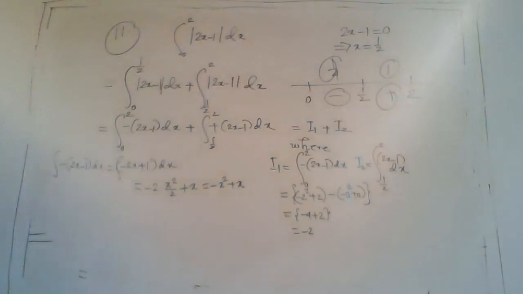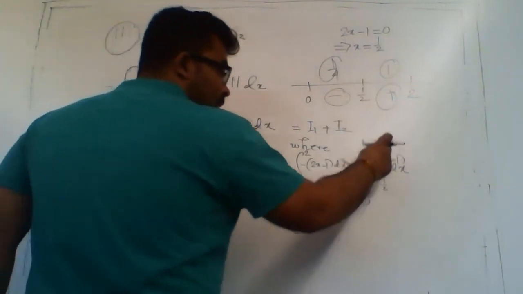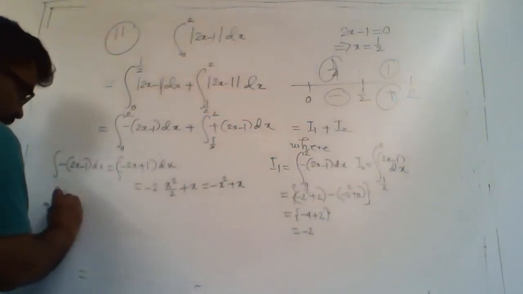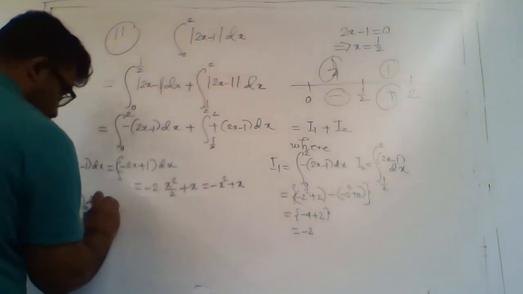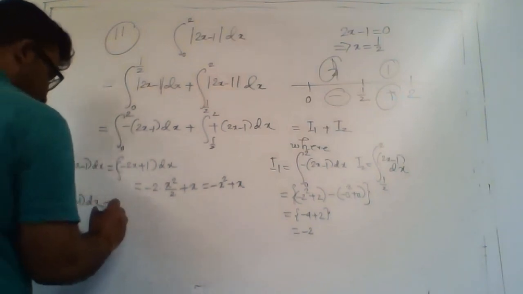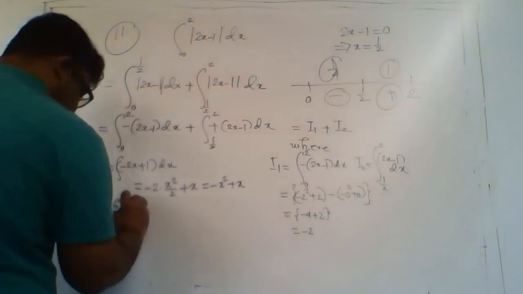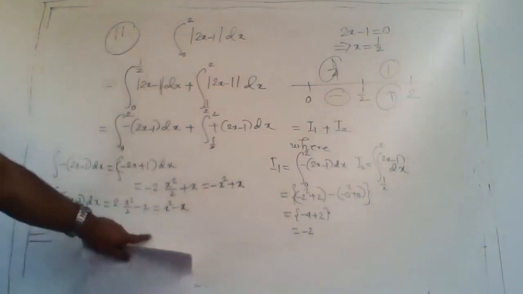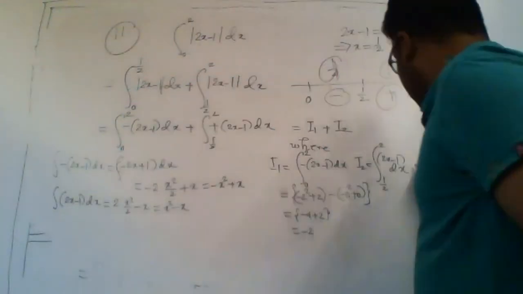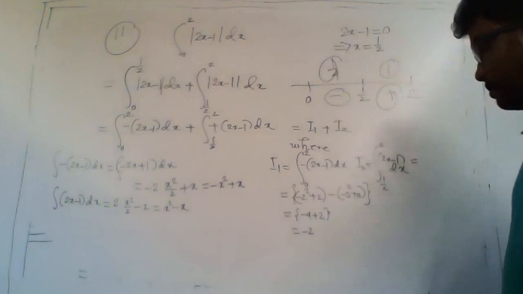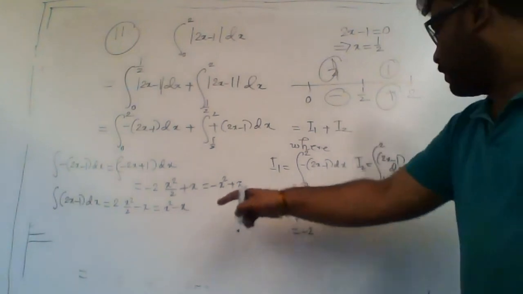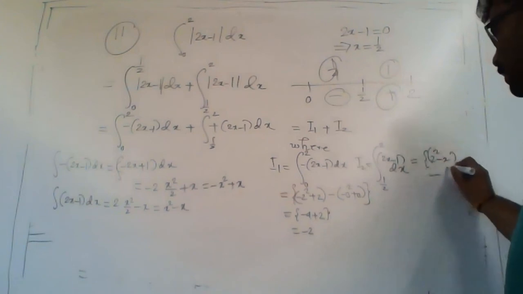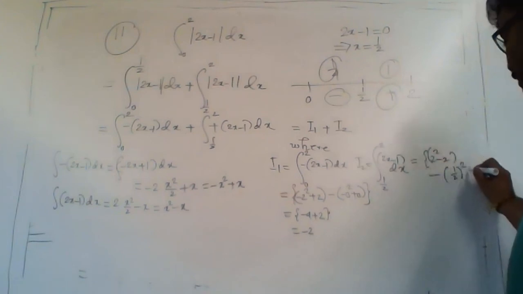Similarly, to find out I2, we first forget the two limits and just perform the integral of whatever was inside. So integral 2x minus 1 dx is 2 times x square by 2 minus x. So this is x square minus x. Now in this function, we will first put 2 and half. If you put 2 here, in this function x square minus x, you get 2 square minus 2, minus, if you put half, you get half square minus half.